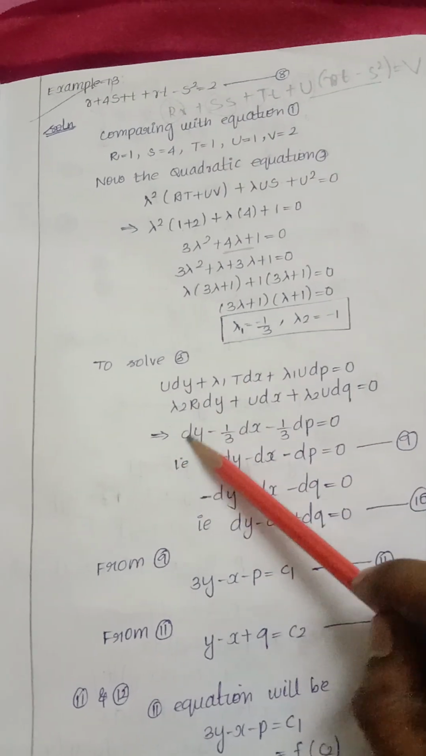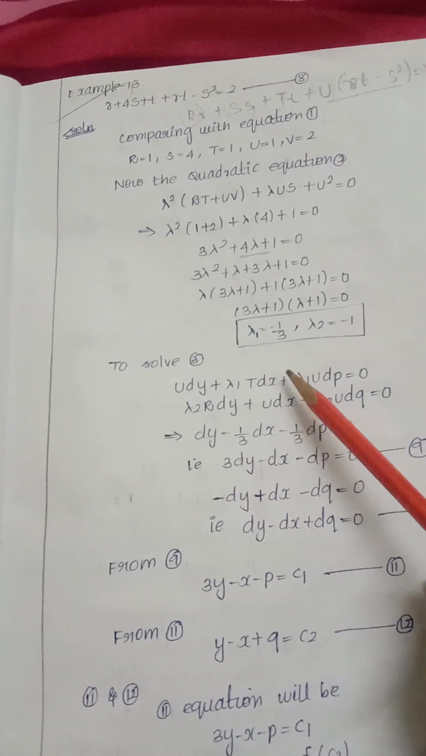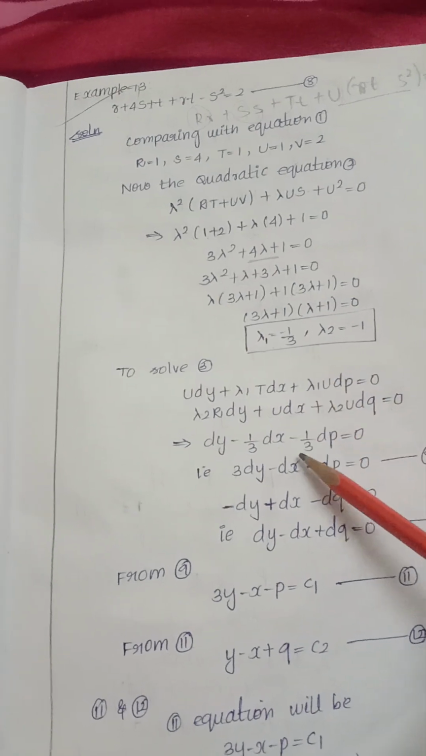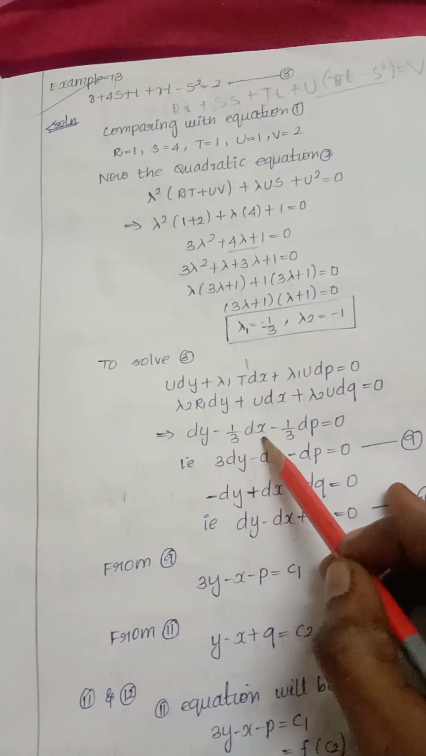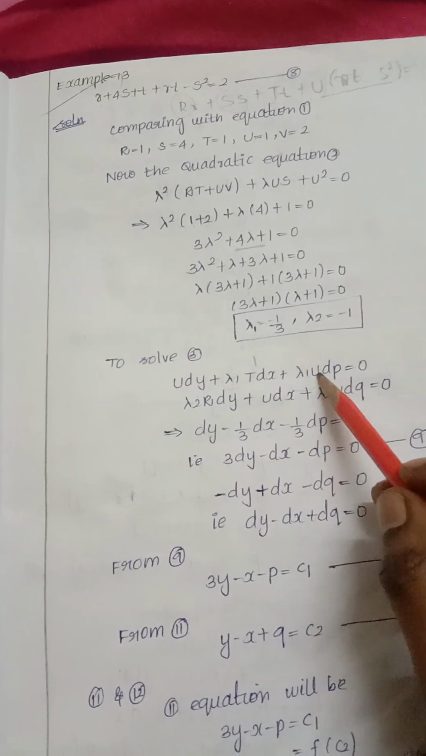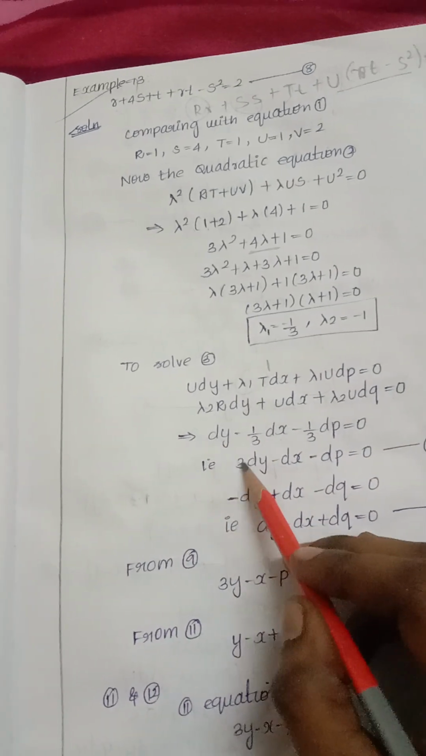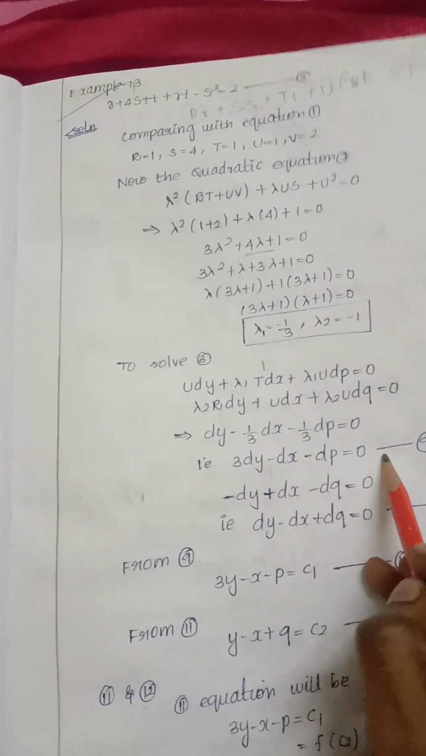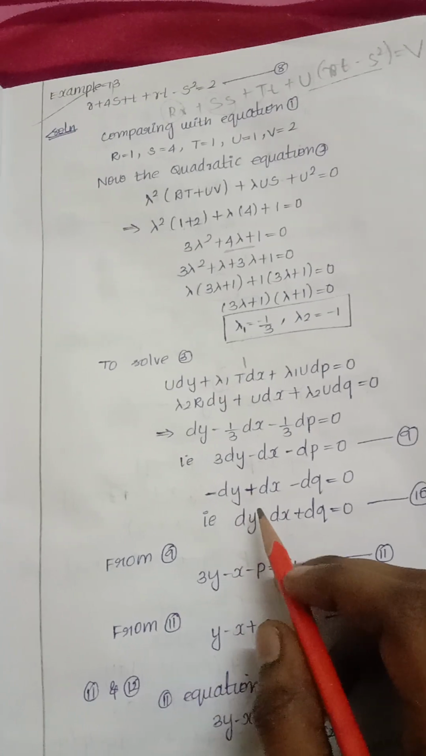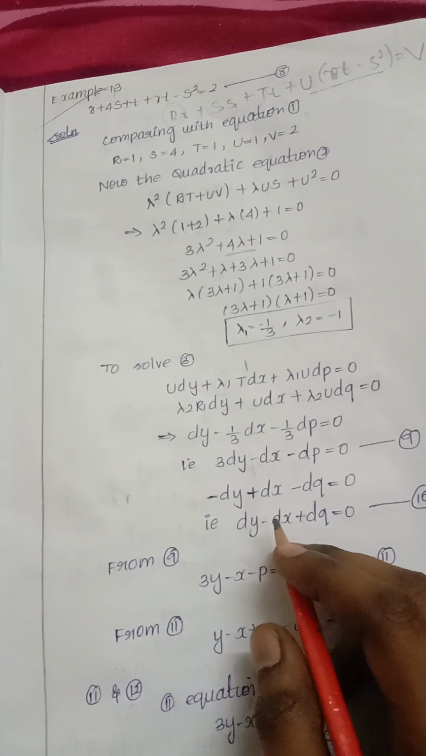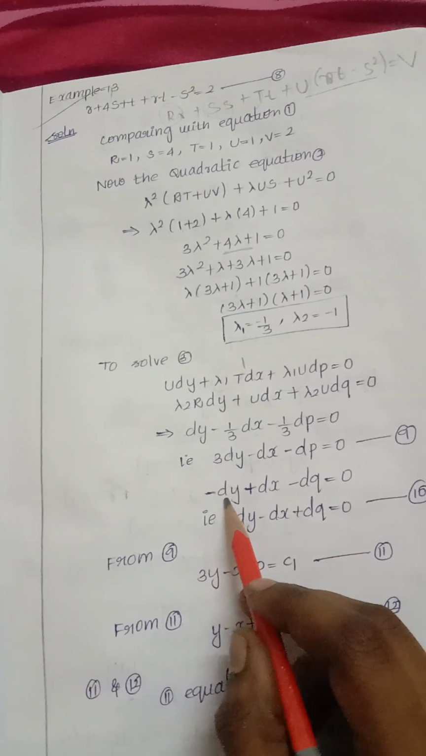So U value is 1, dy, minus... λ1 is -1/3, dx, T value is 1, so -1/3 dx, λ1 is -1/3, U is 1, so dp equal to 0. If we multiply by 3, we get 3 dy - dx - dp = 0. And next, if we take the minus, it is our wish to take, because if we take the minus the equation becomes so simple and easy to eliminate. So minus dy.